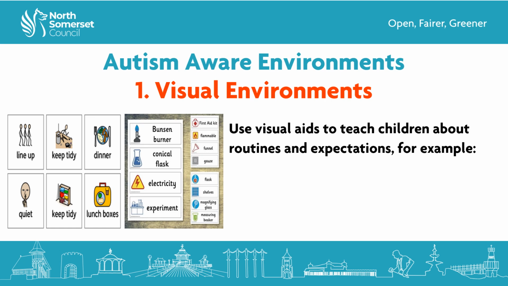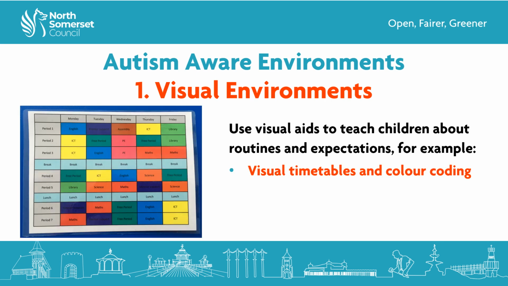This means environments which use consistent visual symbols to label different areas in the classroom, to mark out hazards, to remind young people about the rules, and to prepare them for upcoming activities. One really important example of this is using visual timetables, which help students predict and remember the daily routines. Many autistic students find timetables which are color-coded for each lesson are easier to understand and remember.